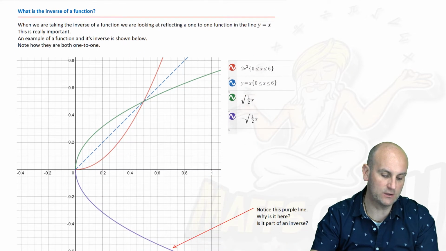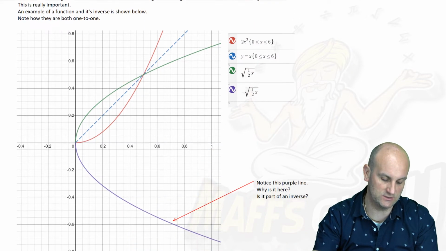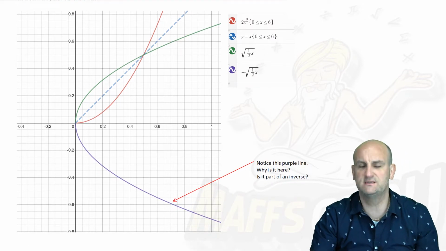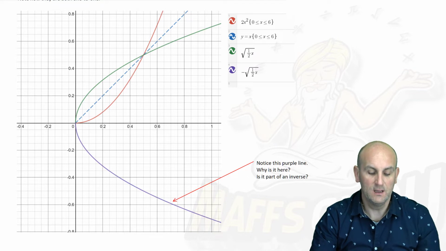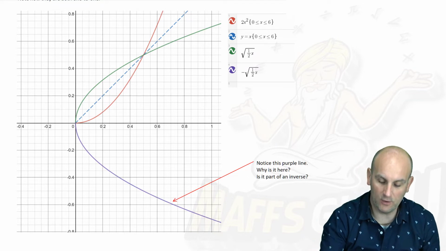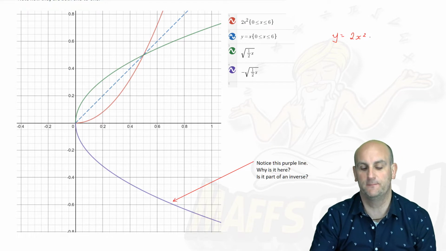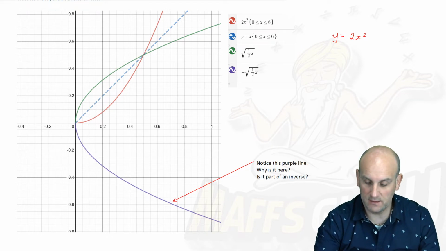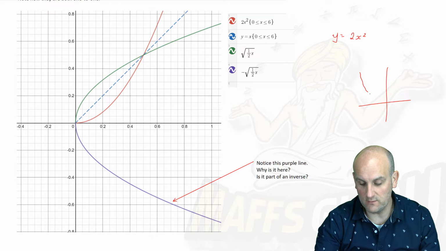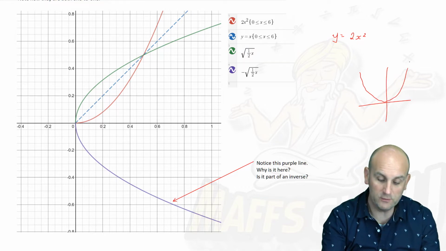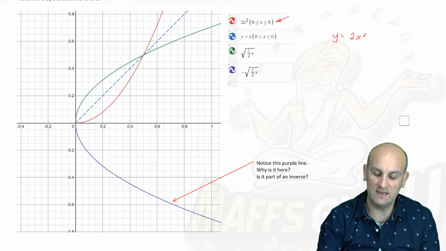So let's look at what an inverse of a function is using a graph as an example. So I've drawn one here, and what you'll notice is there's lots of graphs on here. So I've started off with the idea of y is equal to 2x squared. That's my original function. But as I've just said a moment ago, if I was to draw that, it would be that. That is not one-to-one. So what you'll notice is here, using desmos.com, I've actually limited my domain.